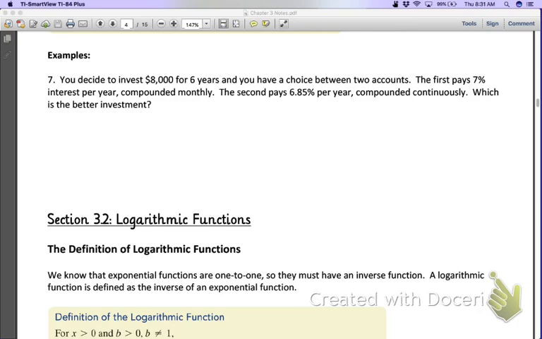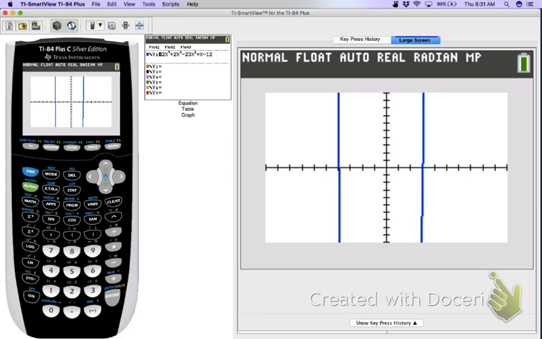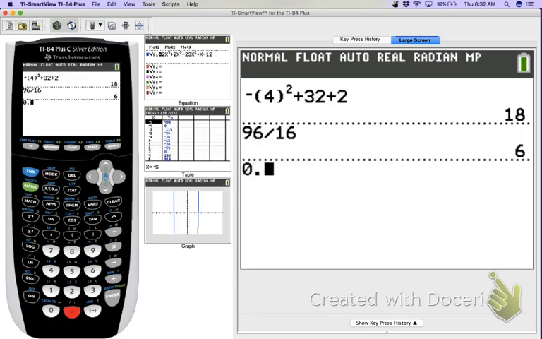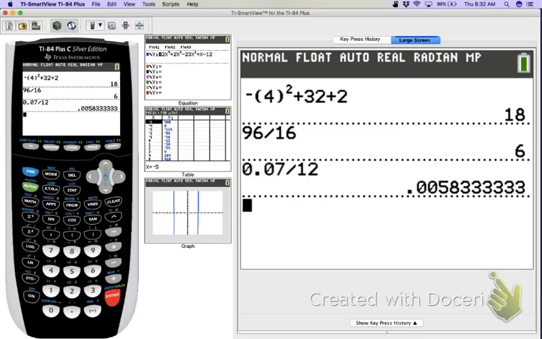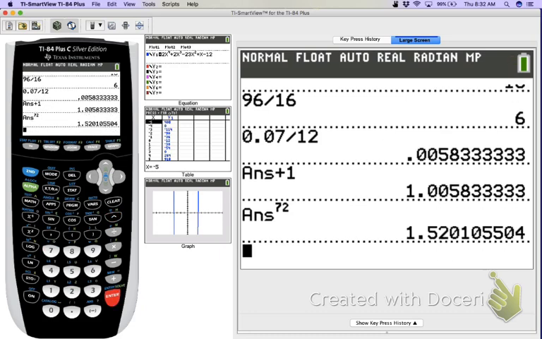What I would suggest is taking the 0.07, dividing it by 12, leaving everything in there as I go, and going plus 1. 6 times 12 was 72, right? So take that to the 72nd power and then multiply it by our original investment, which was $8,000.